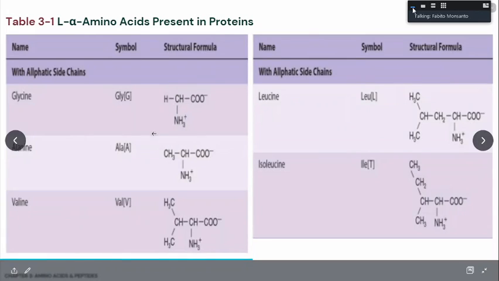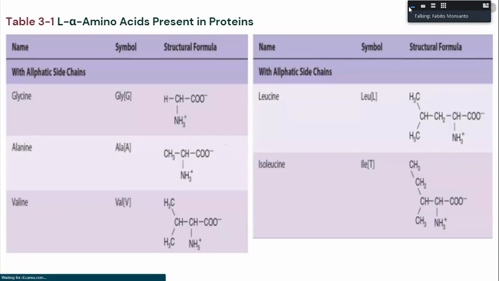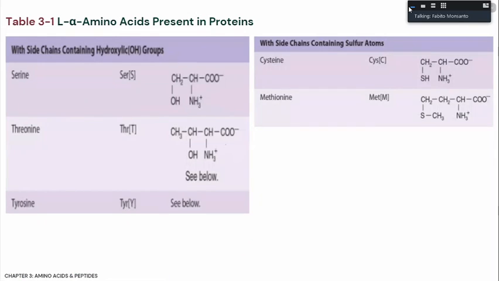All right. So you have aliphatic side chains. And since they are aliphatic here, the side chain or the R group is not soluble in water, and you call them hydrophobic amino acids. They do not like the water.